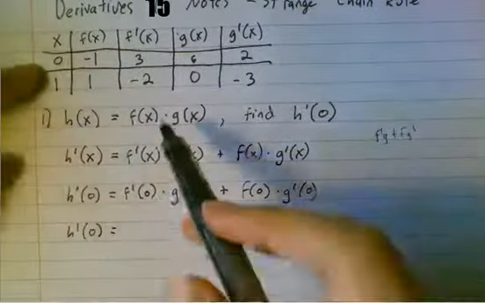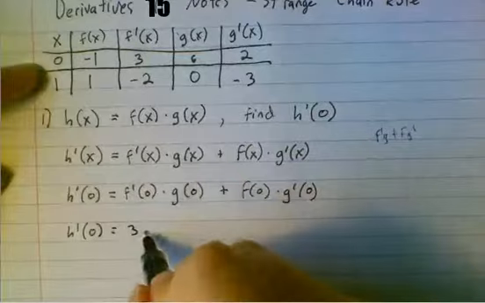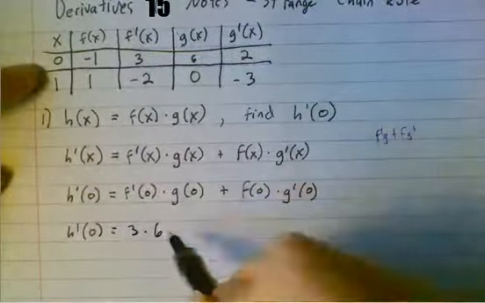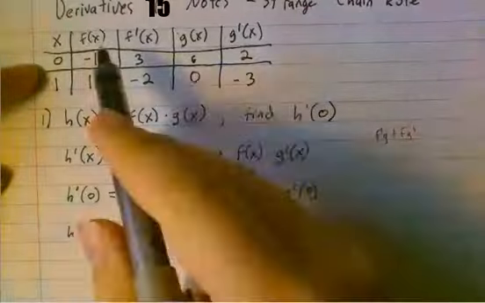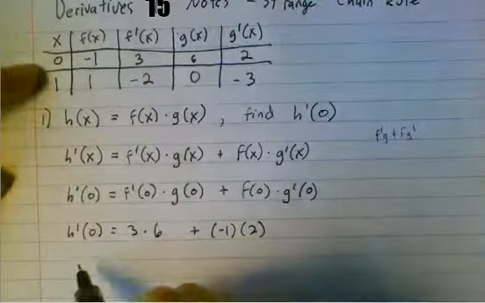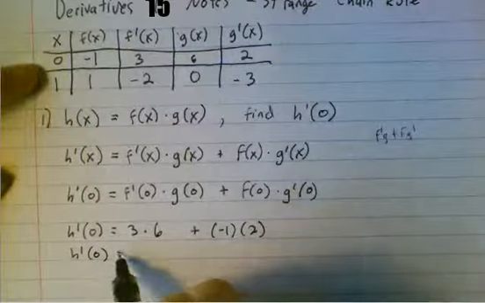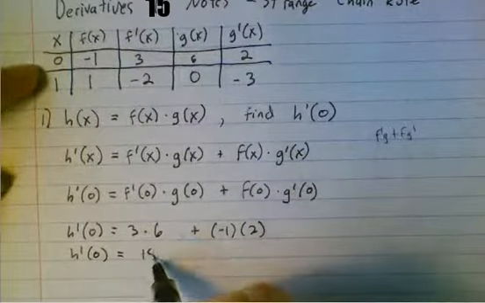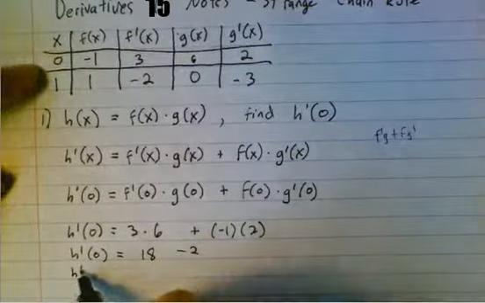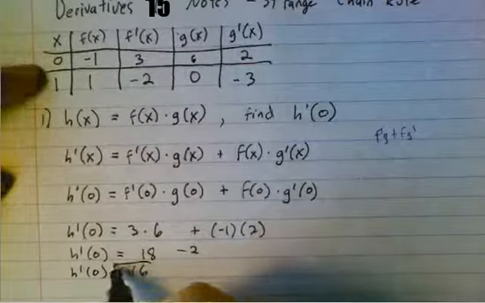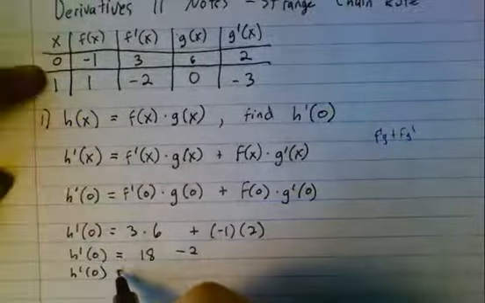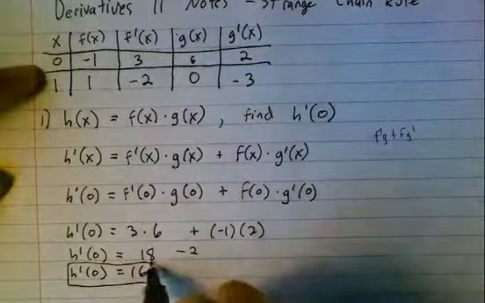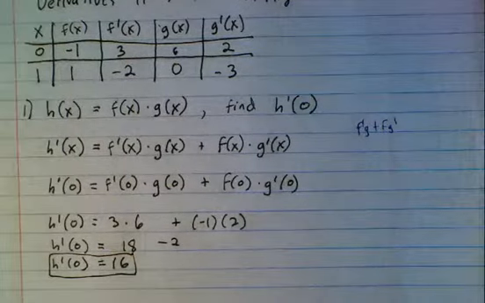So here, when x is 0, f prime of 0 is 3, g of 0 is 6, f of 0 is -1, g prime of 0 is 2. That's 18 minus 2, so h prime of 0 is 16. Ta-da! We can find the answer even if we don't have those equations.